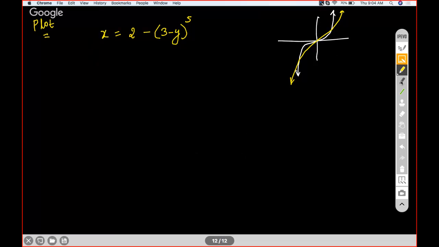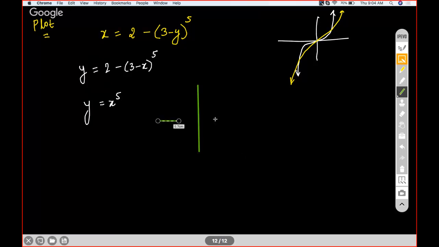It'll be first y is equal to 2 minus 3 minus x to the power of 5. So we can write this as, first of all, we'll start with x to the power 5 graph. X to the power 5 we have already discussed. It's going to be like this.